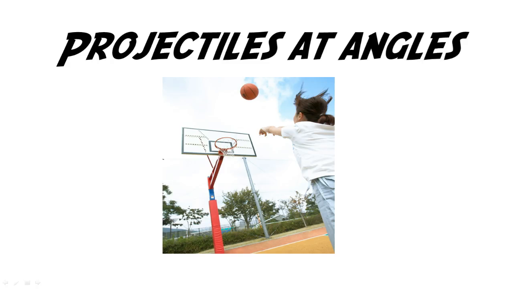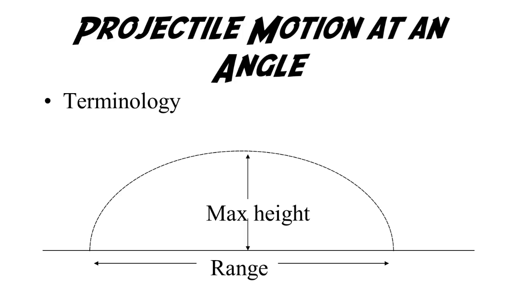Projectiles launched at a horizontal don't go as far as projectiles launched at an angle. This is an observation you've probably seen or felt in any type of game. If you throw a baseball or basketball straight, it's not going to have as much distance as if you throw it up at an angle. Let's discuss the physics behind throwing a projectile or launching a projectile at an angle.